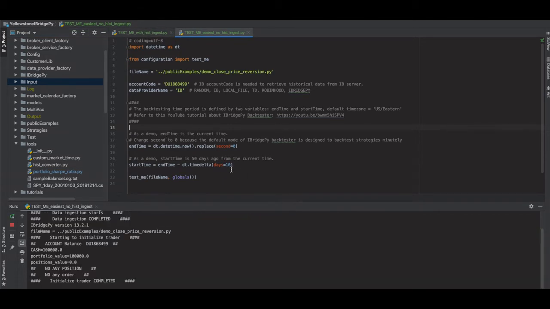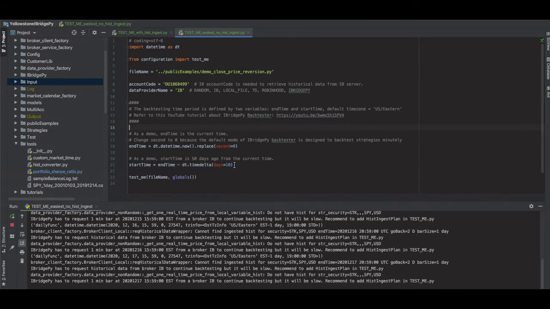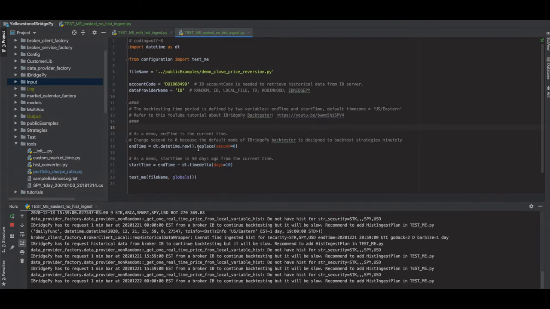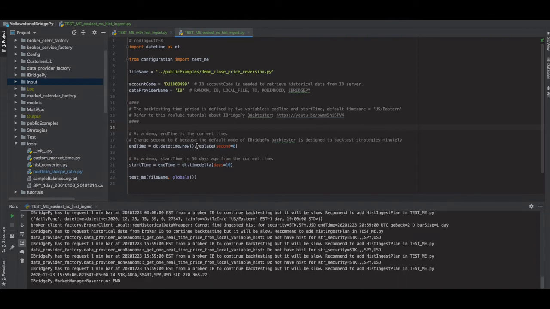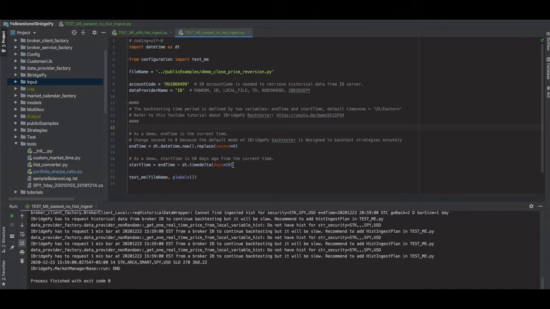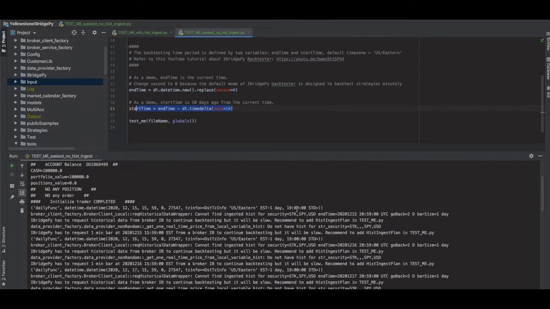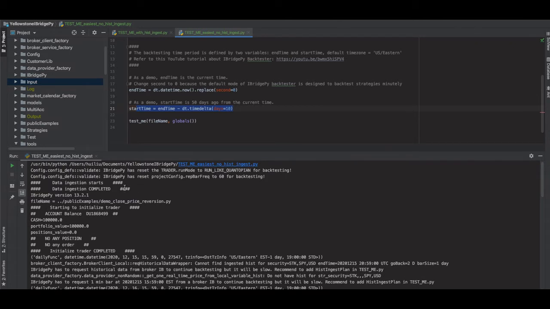And in this backtesting, we start from the current time. The ending time is the current time right now, and the starting time is 10 days ago, actually, not 50 days, because we want it faster. And we didn't ingest any historical data. Oh, the backtesting is done. You can see the data injection starts and completed is empty, which means the backtester did not ingest any historical data at all.